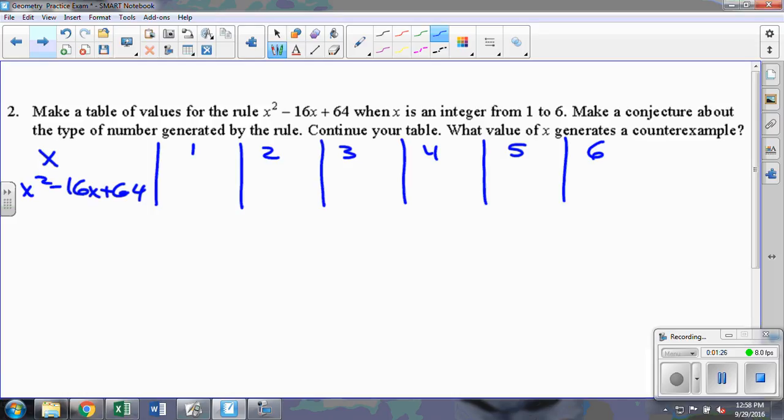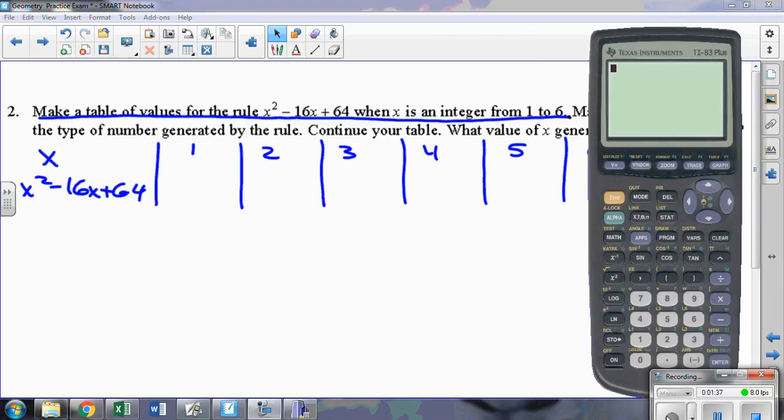All of these pieces are right here. Make a table of values from 1 to 6. That's what our directions have told us to do. Recognizing that time is, of course, a valuable asset, we can use our calculator to do all the number crunching for us.